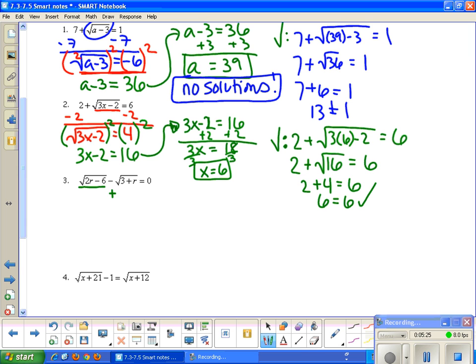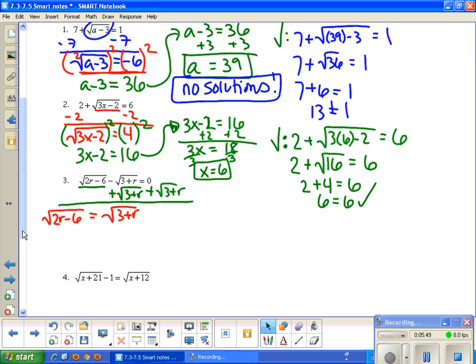So I'm going to add root 3 plus r and put it on the other side. So this would be plus root 3 plus r to both sides. So when I do that, I'm going to write this in a different color. I get the square root of 2r minus 6 is equal to the square root of 3 plus r.